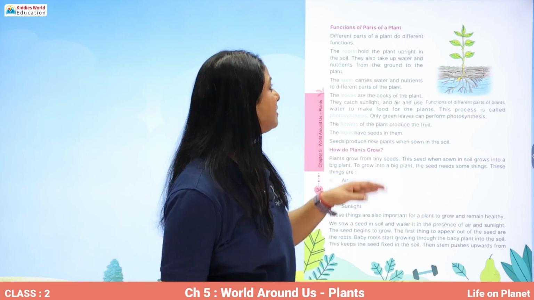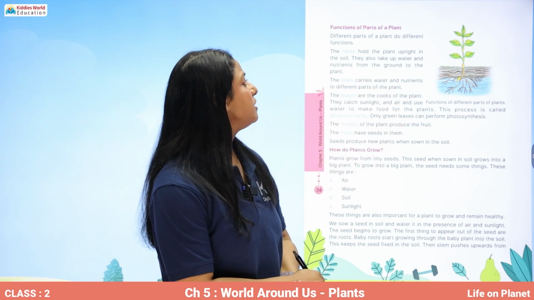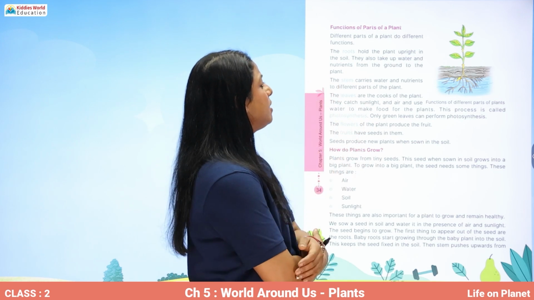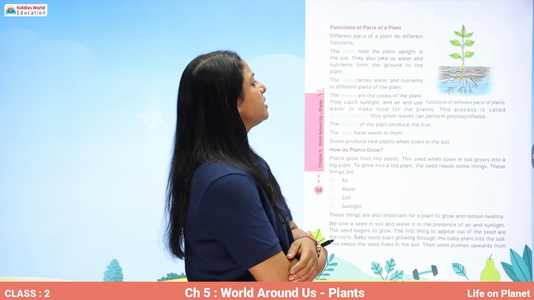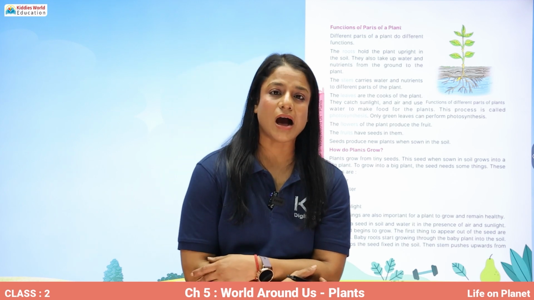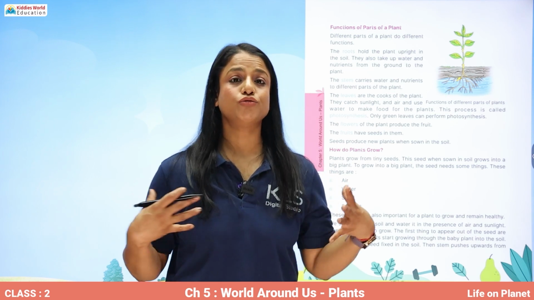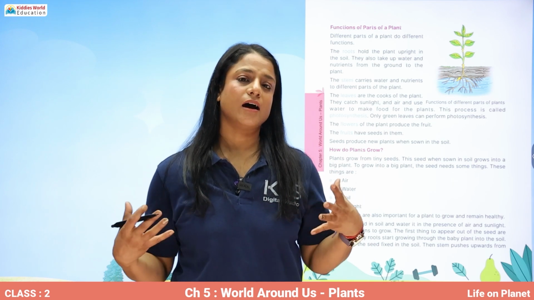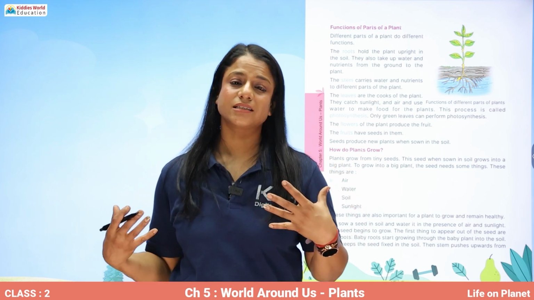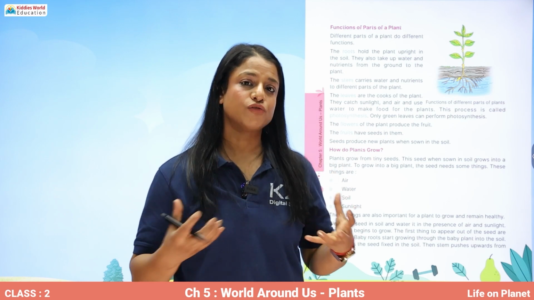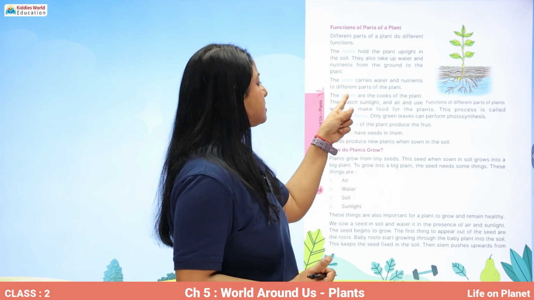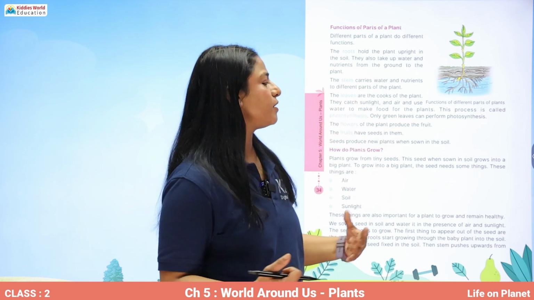Alright, so let's read it. Different parts of a plant do different functions. The roots hold the plant upright in the soil. They also take up water and nutrients from the ground to the plant. So how does a plant get rooted? They are dug in the ground, and they are standing just because the roots are holding the soil tight and the plant also. The stem carries water and nutrients to different parts of the plant.